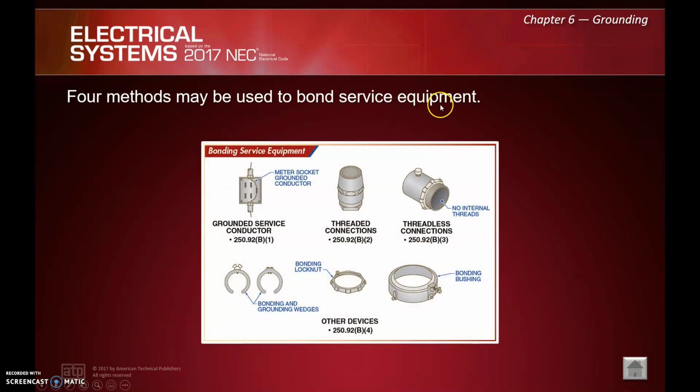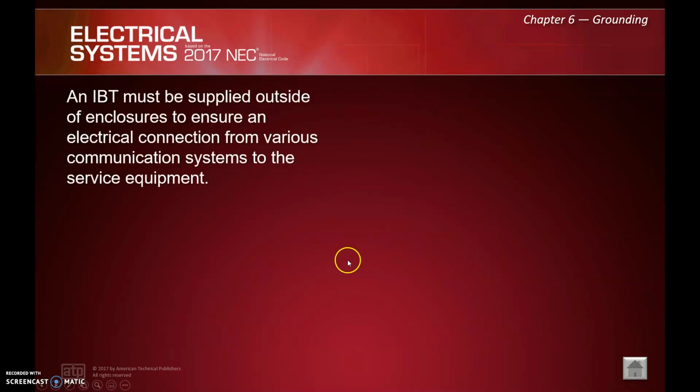Four methods may be used to bond service equipment. Really what it comes down to with these various bonding bushings and lock nuts, as a quick rule of thumb, is this: if you have a concentric or eccentric knockout, in other words you haven't knocked it out all the way, your pipe is not considered a good electrical connection. You will need some kind of supplemental bushing or lock nut in order to actually ground that pipe if you have a concentric knockout that's not knocked out all the way.